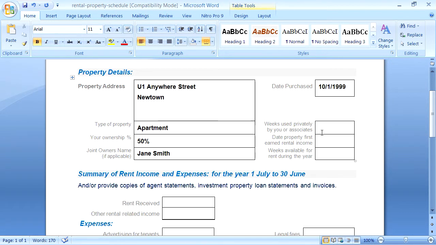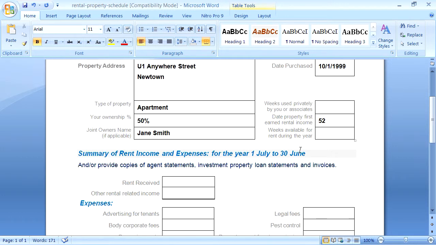And if you've rented the property out for the whole year, then 52 weeks. If you haven't rented it out for the year, then you need to include the number of weeks that it was available for rent during the year. It doesn't necessarily need to be occupied, but it needs to be advertised at a market rate. And that's important because your deductions are claimed against the number of weeks that the property was held available for rent or rented. But for most people, it will be occupied the whole year, so we put 52 weeks in.